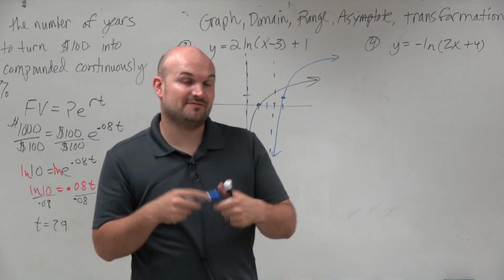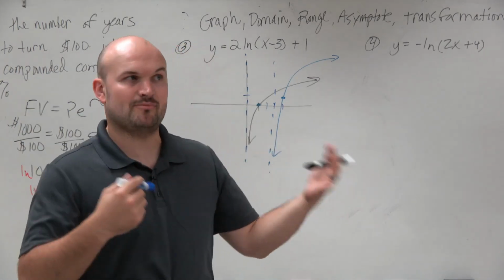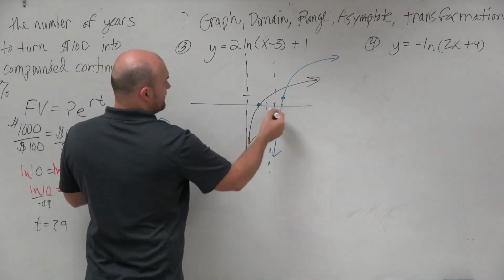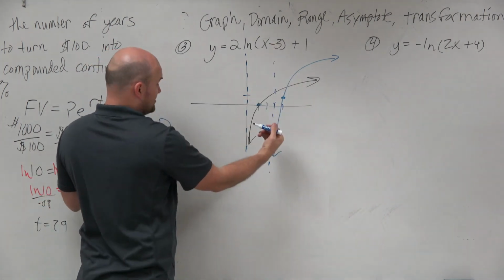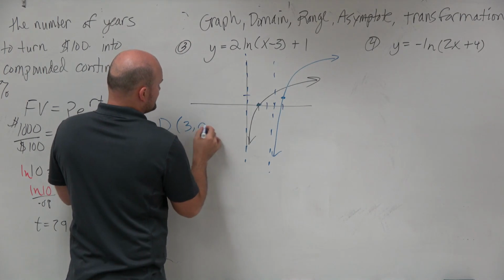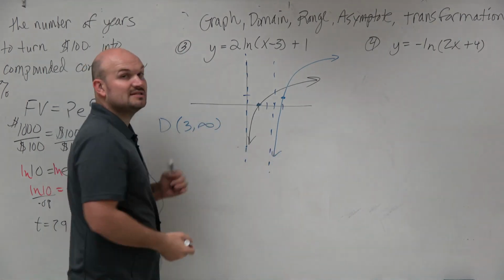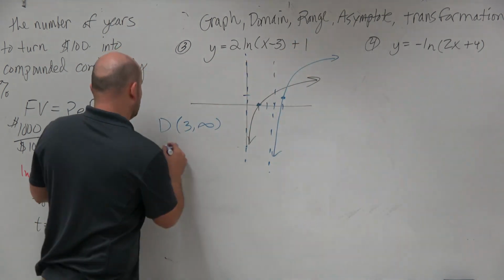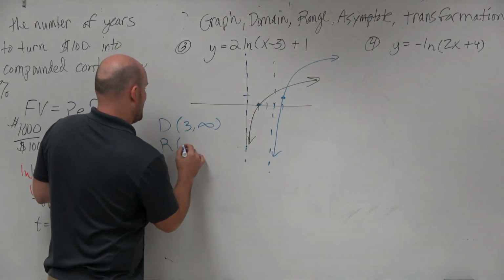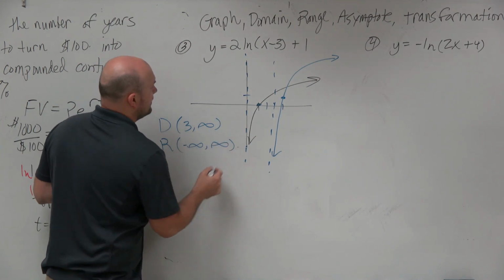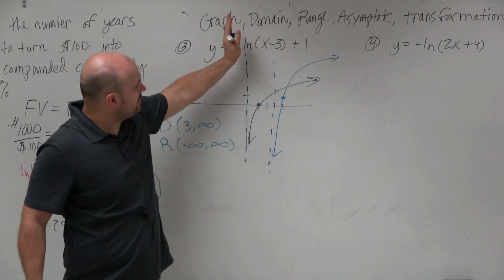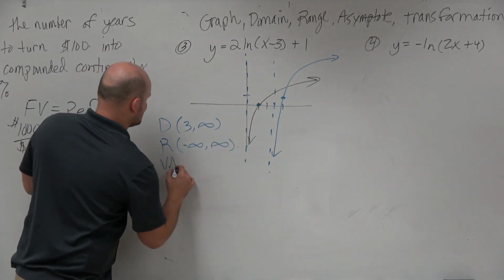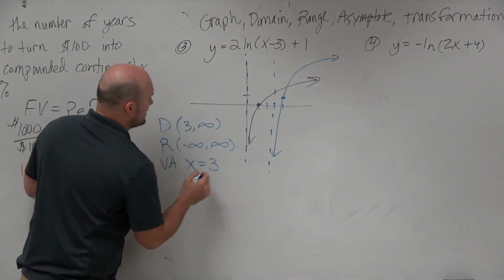Now, by looking at this blue graph, I can identify my domain, my range, and so forth. My domain is going to be from 3. It's at an asymptote, so it's not going to contain it. So 3 to infinity. My range, you can see that the graph is going down to negative infinity, and it's going to continue increasing, so it's going to go up to infinity. That's going to be -infinity to infinity. My vertical asymptote for the parent graph was at 0, and that got shifted over 3, so that is a vertical asymptote at x equals 3.